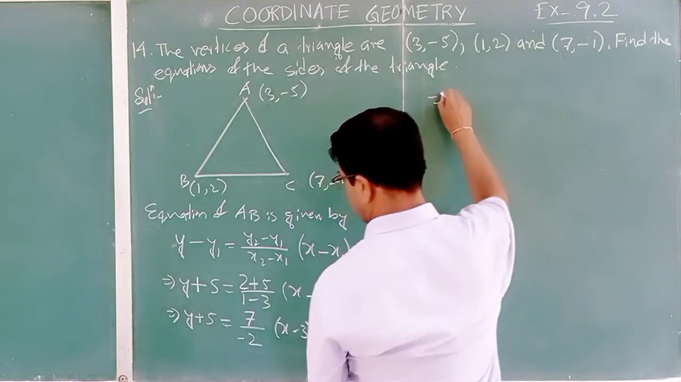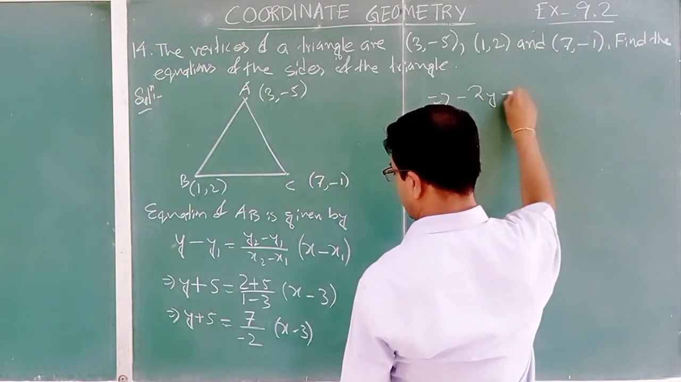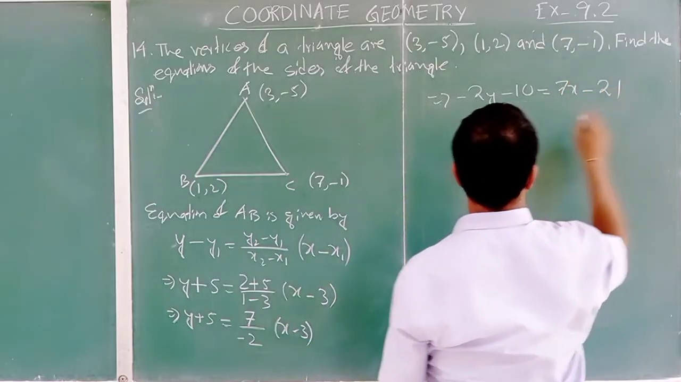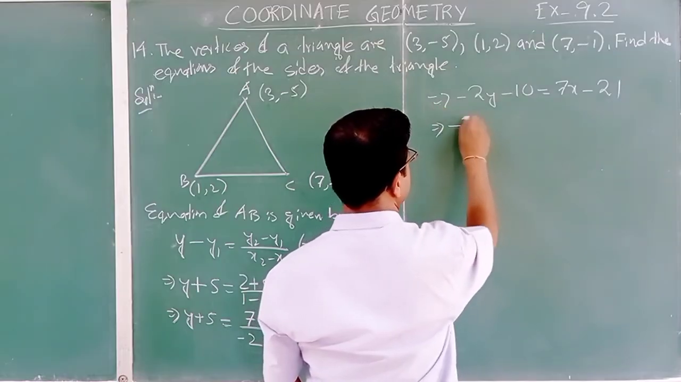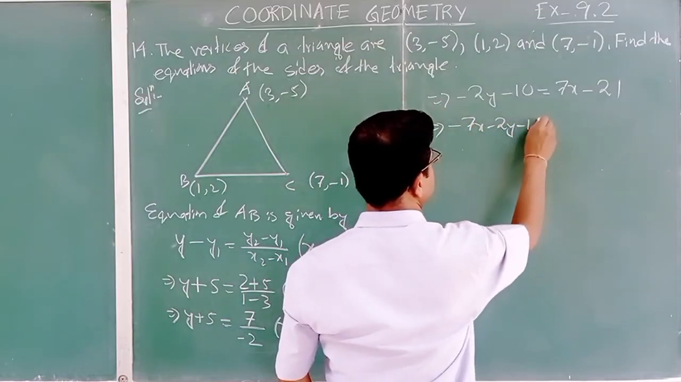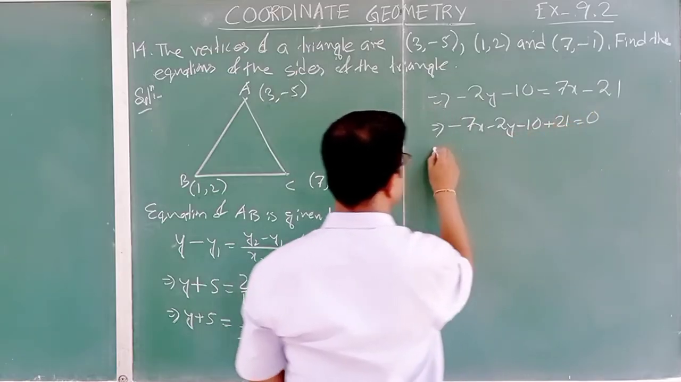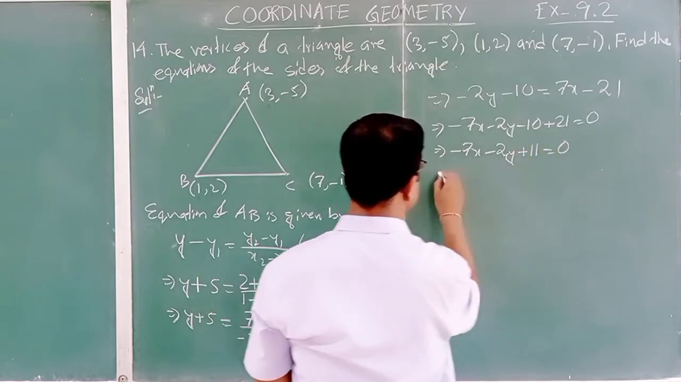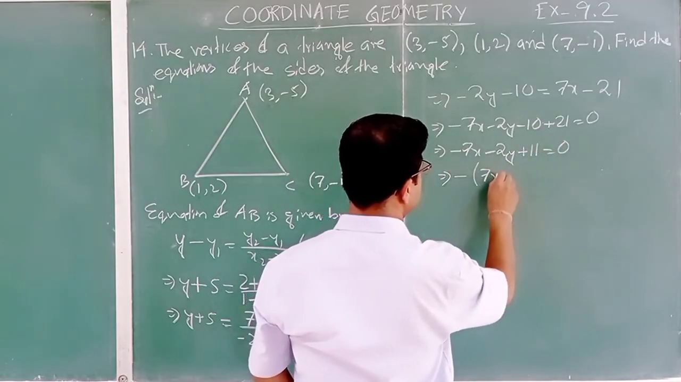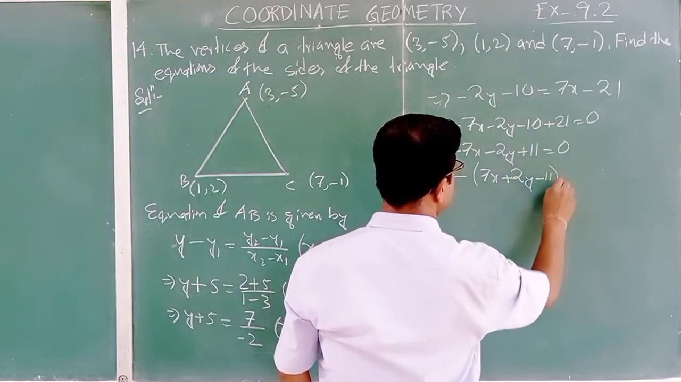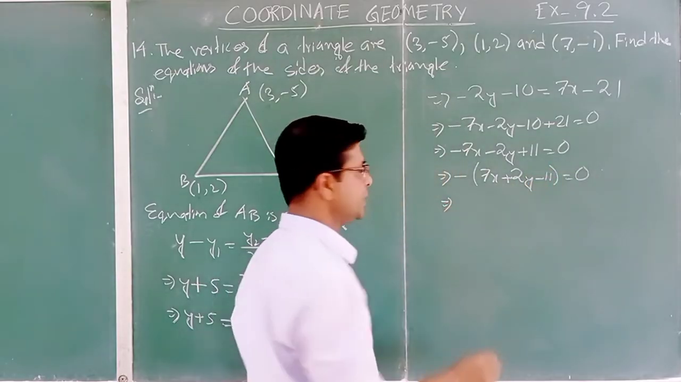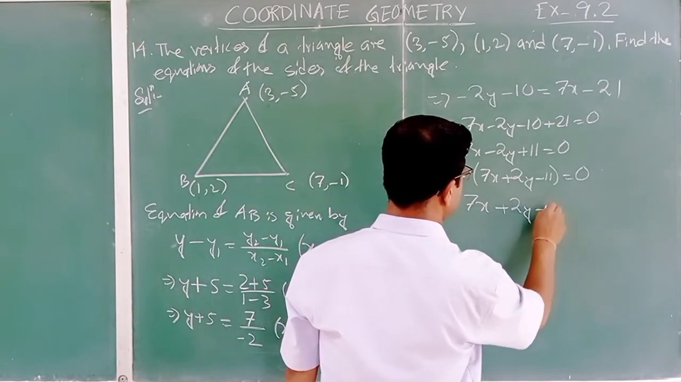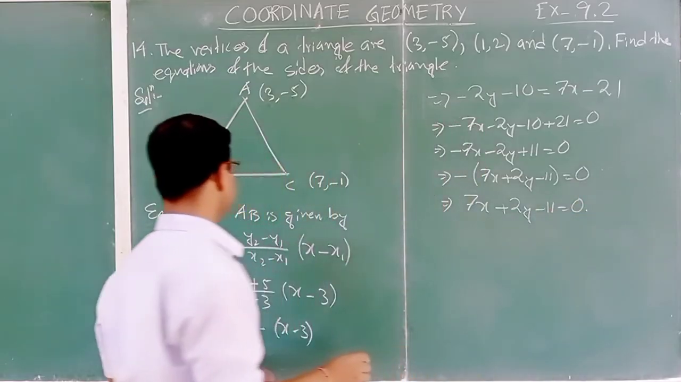Let us cross multiply. So this is -2y minus 10 is equal to, with 7 we shall multiply, 7x minus 21. Got it? Let us take everything on the left hand side. So -7x minus 2y minus 10 plus 21 is equal to 0. -7x minus 2y plus 11 is equal to 0. Then let us take minus common, 7x plus 2y minus 11 equal to 0. Let us multiply both sides by -1, or we can directly say that the minus is removed. 7x plus 2y minus 11 equal to 0. This is the equation of AB we have found.